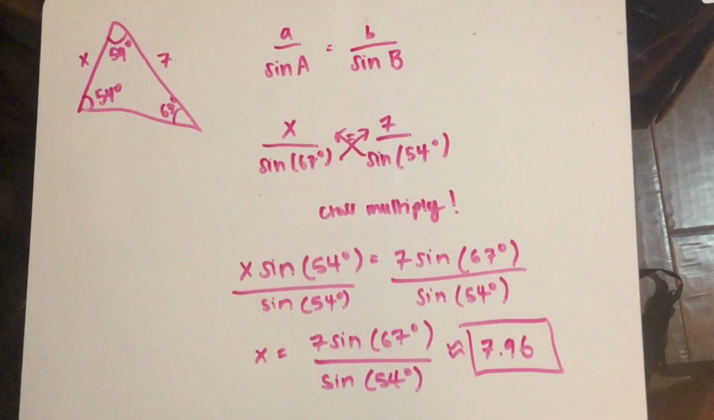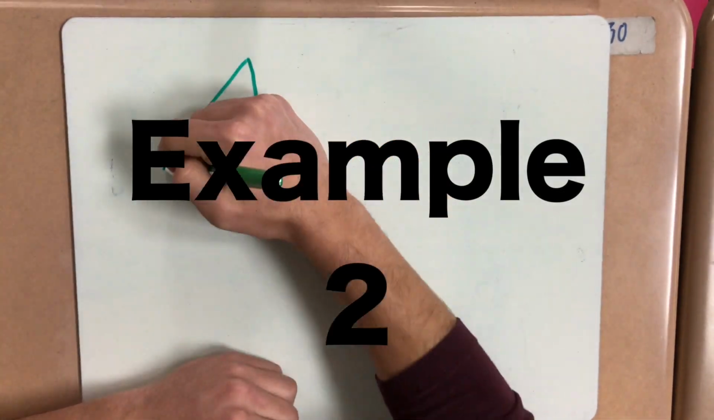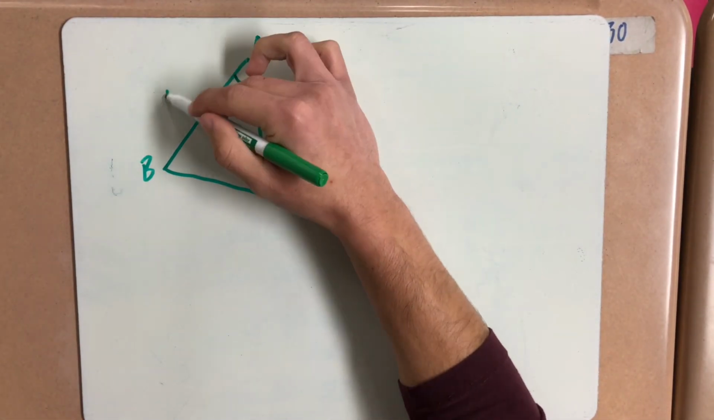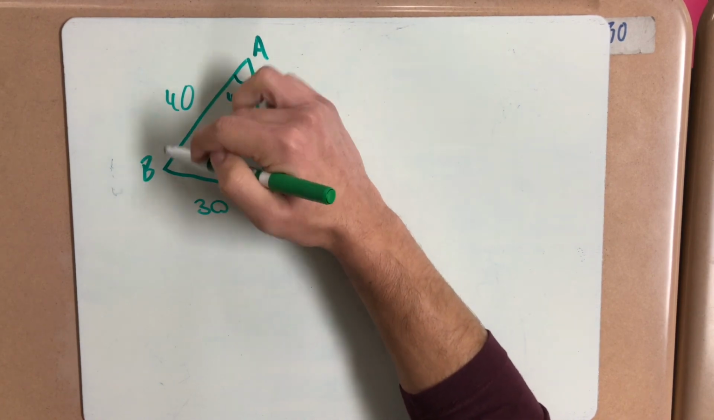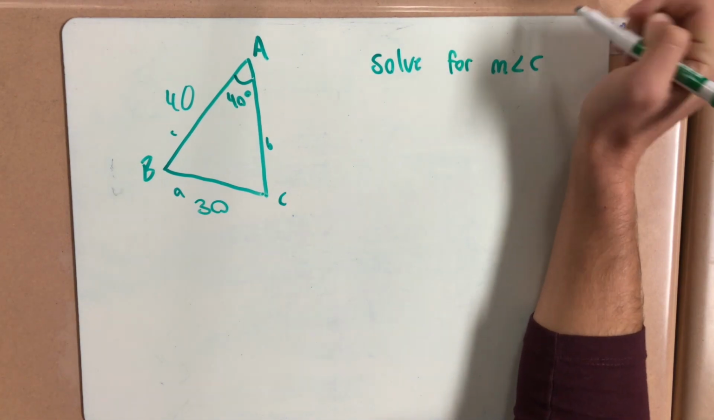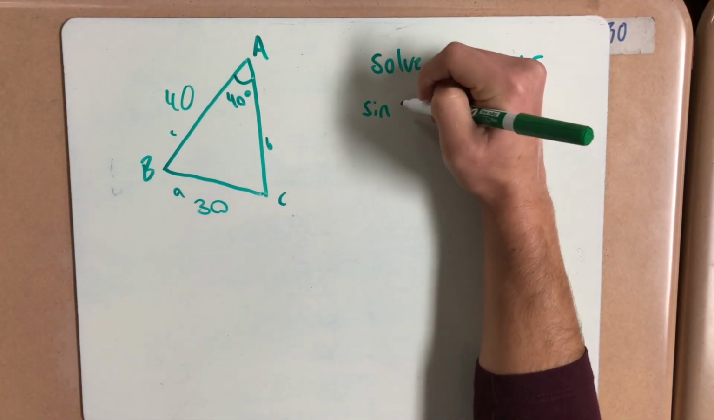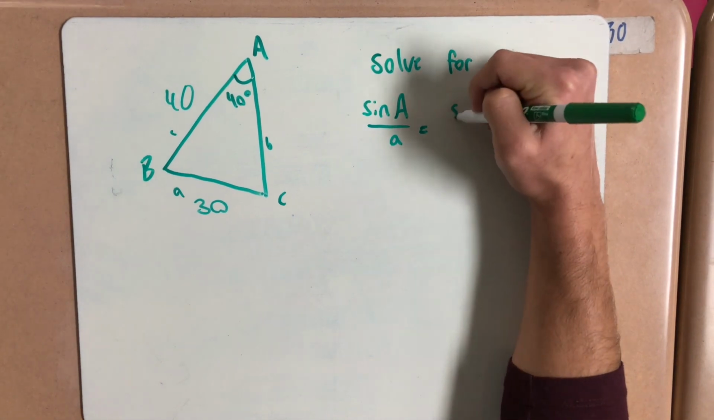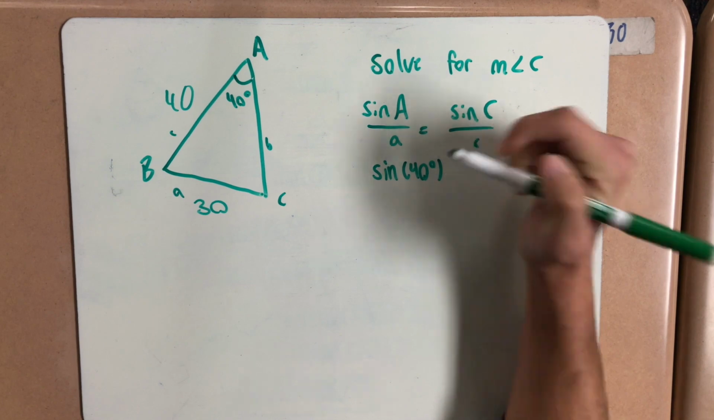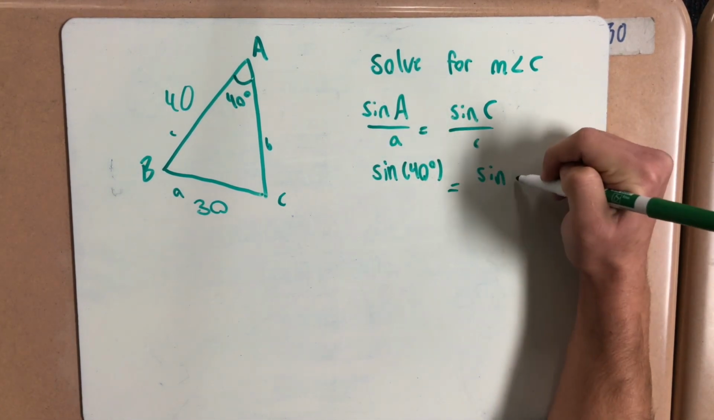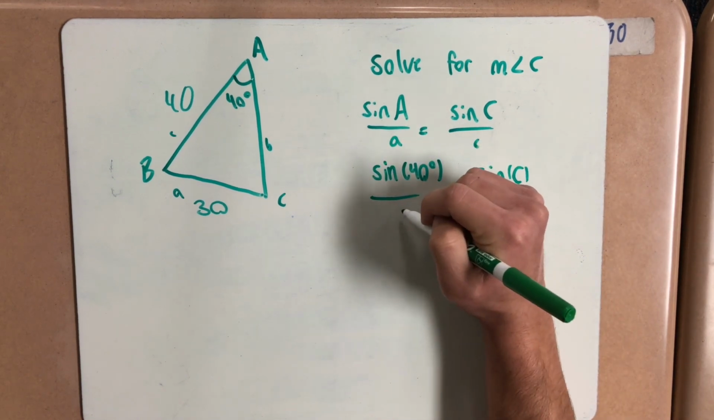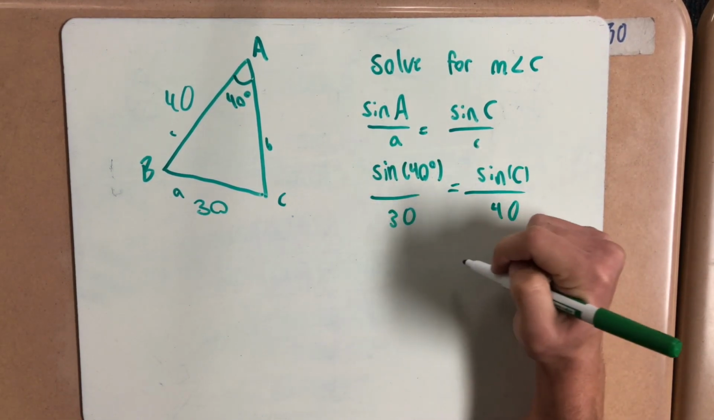This is our answer. This problem is an example of the law of sines in which we solve for an angle. The length of side A is 30, and the length of side C is 40. Now we want to solve for the measure of angle C. Set up the formula. Sine of A over side A is equal to sine of C over side C. Next, input the values that we are given for triangle ABC. Sine of 40 degrees over 30 is equal to sine of C over 40.